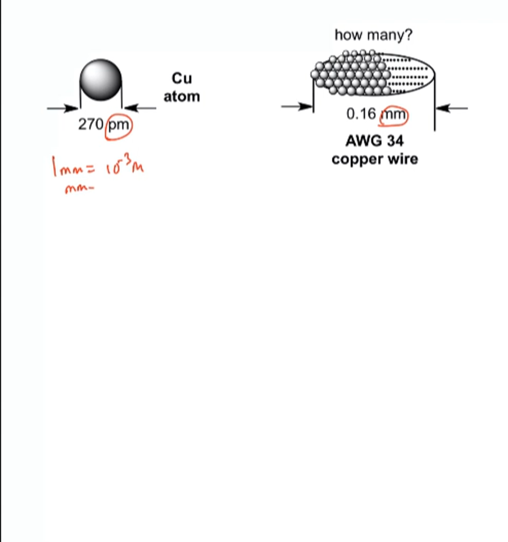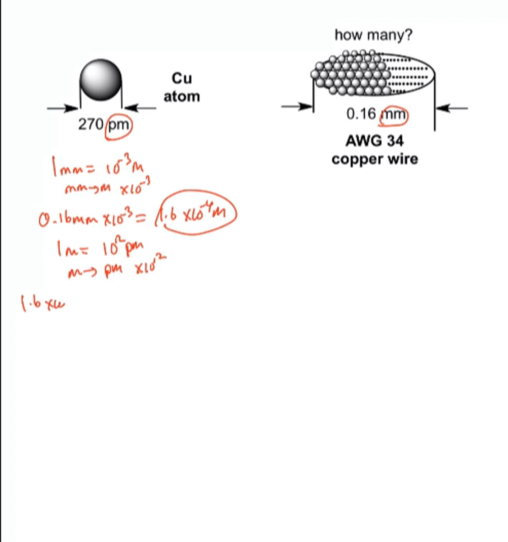So if you want to convert a millimeter into a meter, you're going to multiply by 10 to the minus 3 meters per millimeter. So 0.16 millimeters times 10 to the minus 3 is 1.6 times 10 to the minus 4 meters. And 1 meter is 10 to the 12 picometers. So if you want to convert a meter into a picometer, you're going to multiply by 10 to the 12.